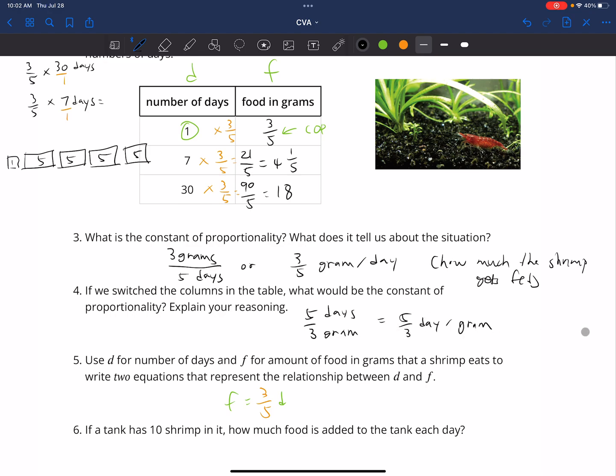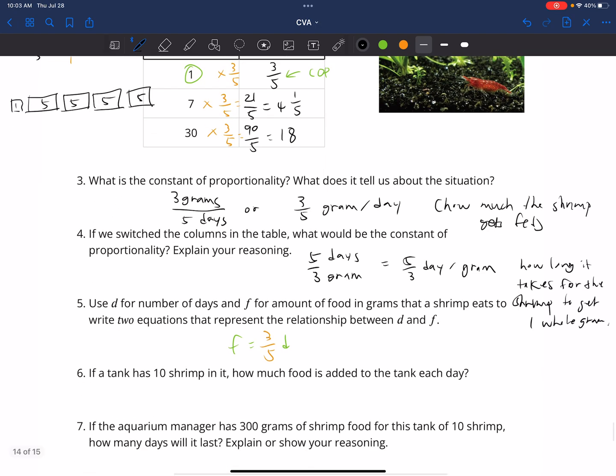So how long it takes for the shrimp to get fed 1 whole gram. Okay, and it takes about 5 over 3 days, or 5/3 of a day.